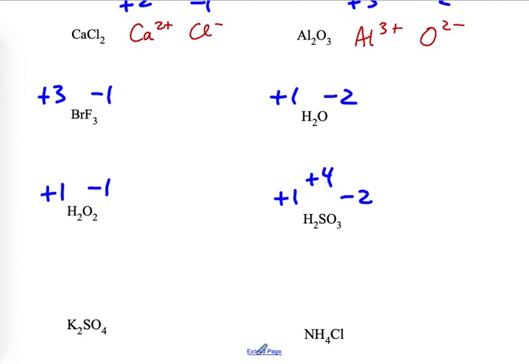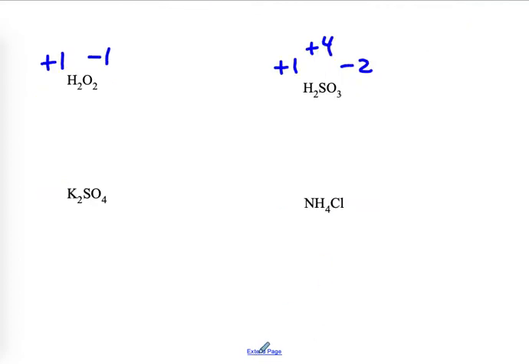In K2SO4, I see a metal, and in fact, this is an ionic compound. I'm going to make my life a little easier by separating this into the potassium cations and the sulfate anions, SO4 with a 2 negative charge. I will use the rule that the oxidation number on an atom in a monatomic ion is equal to the charge on the ion, so each potassium has an oxidation number of +1.